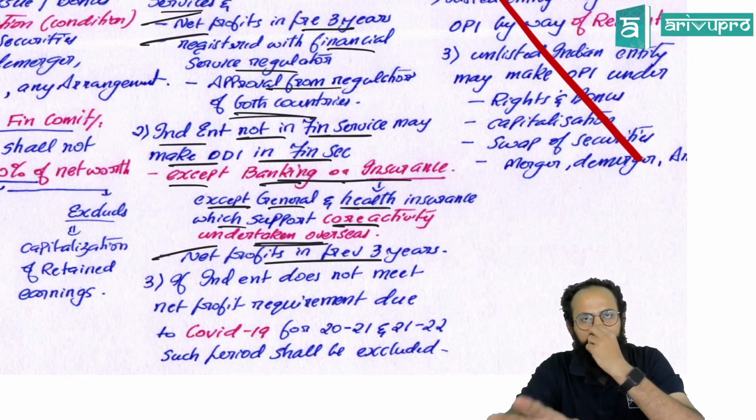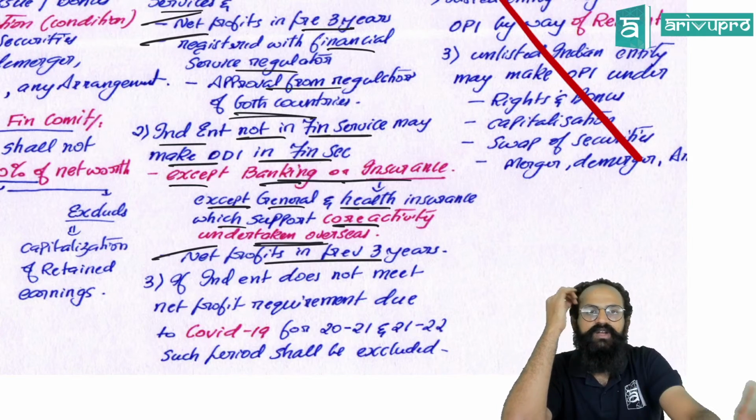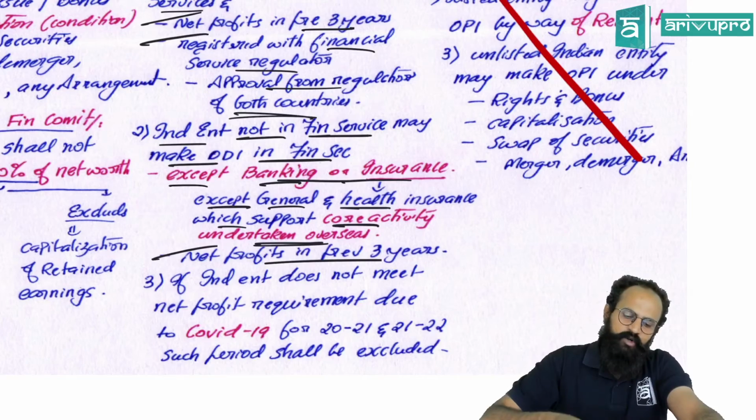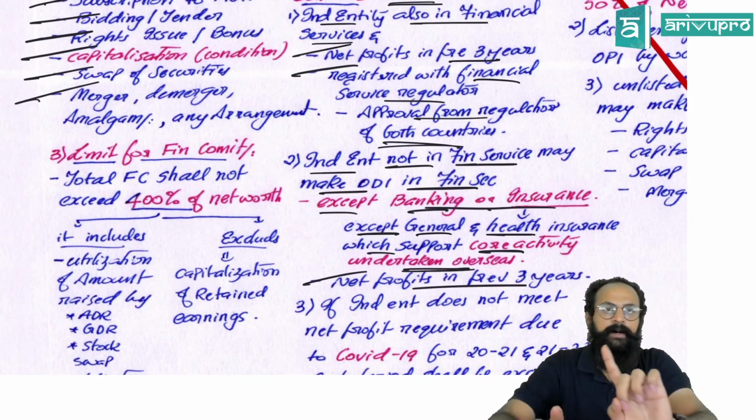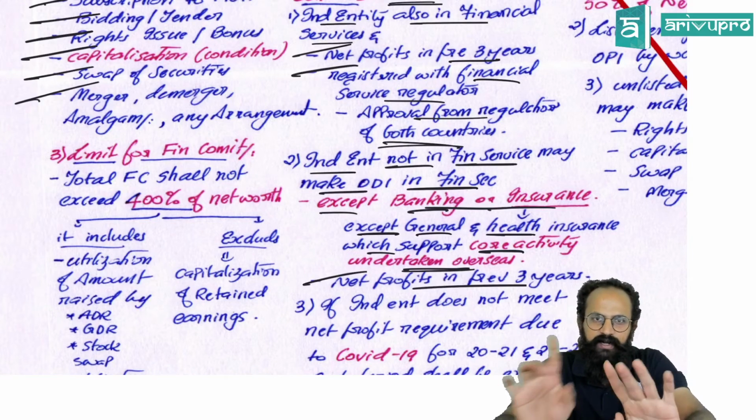Go back to 19, 20, 18, 19. If you are in profits, you can still make it. It's absolutely allowed. So people, these are the overall rules for your financial service sector investment. Is this clear? Okay, sir.